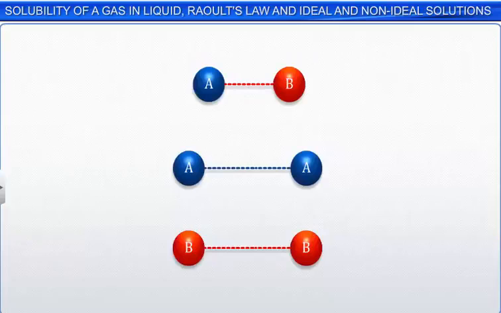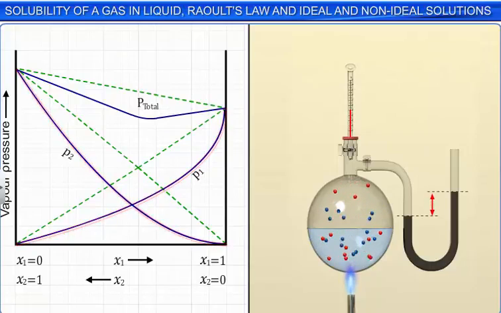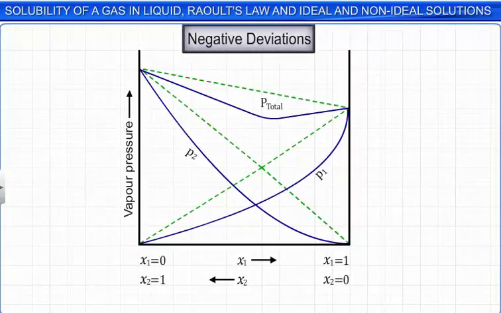On the other hand, if the magnitude of A-B interactions is greater than the magnitude of A-A or B-B interactions, the escaping tendency of A and B type of molecules decreases and the partial vapor pressure of each component decreases. This in turn results in the decrease of the total vapor pressure of the solution. Such type of solutions are said to show negative deviations from Raoult's law.